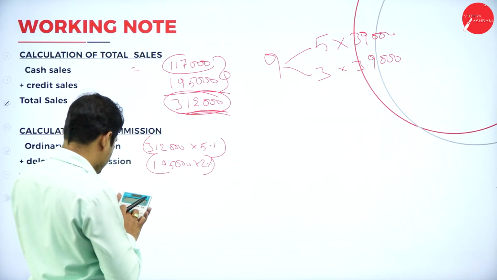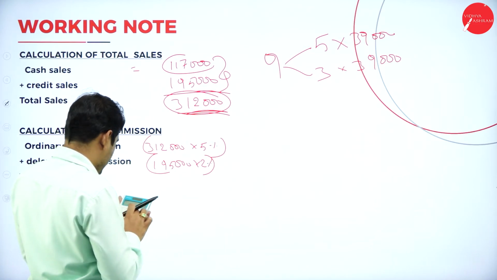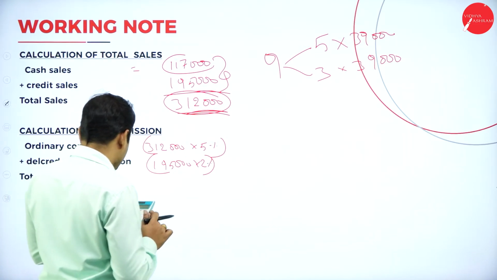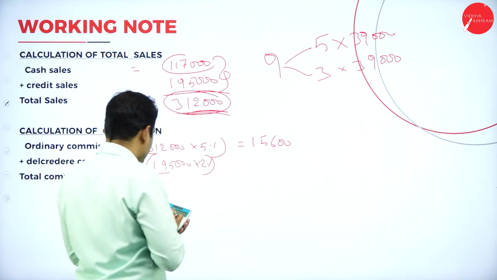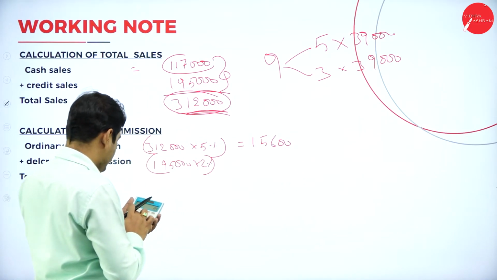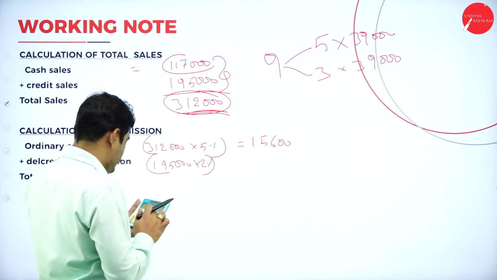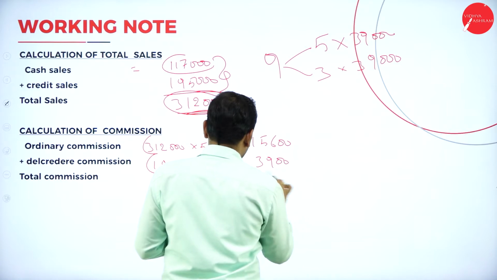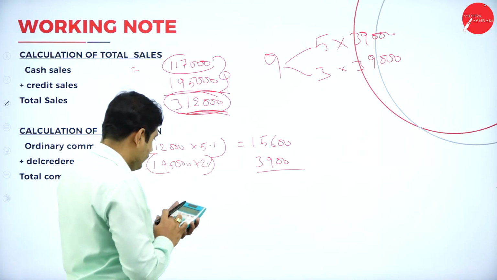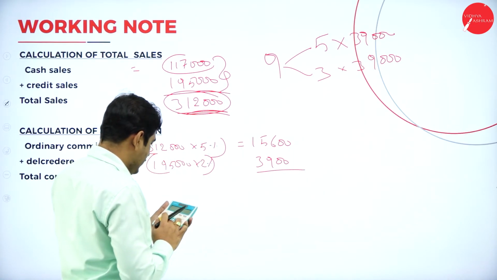3,12,000 into 5 by 100 gives 15,600. Again, 1,95,000 into 2 divided by 100 is 3,900. So the total commission is 15,600 plus 3,900.